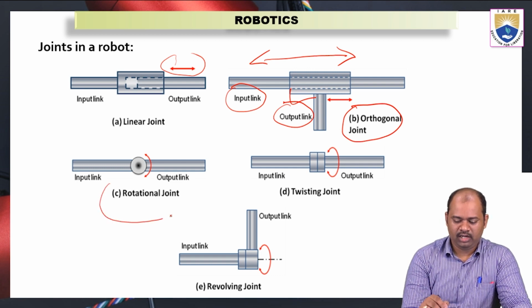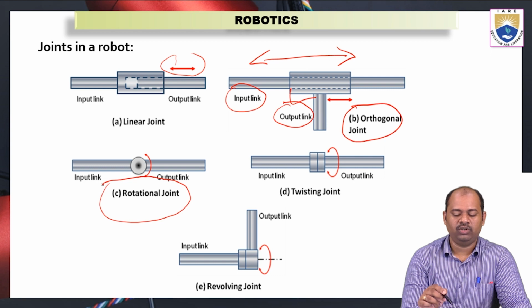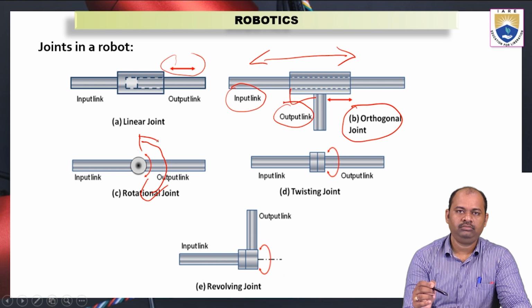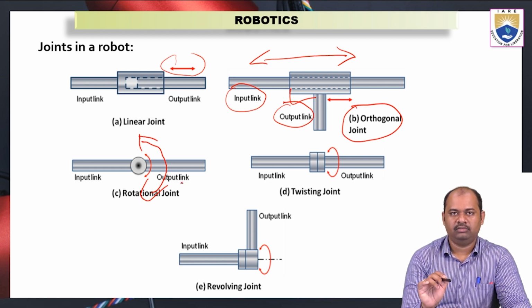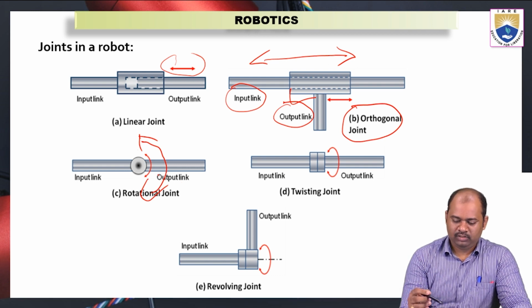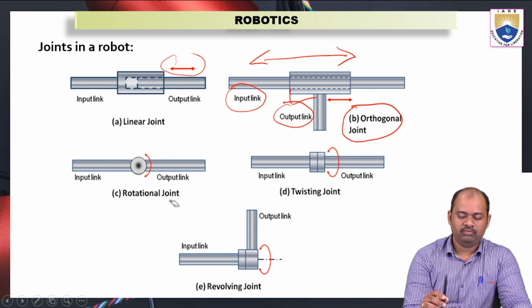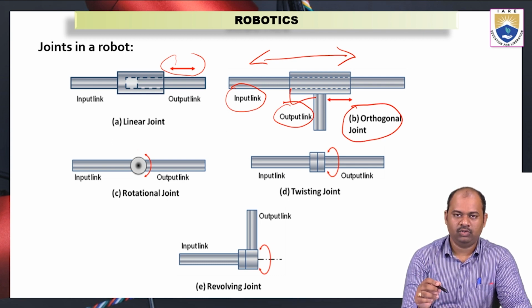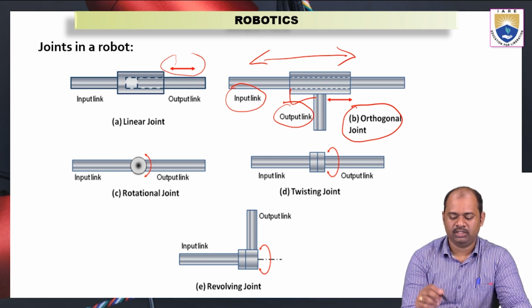Now we have a third kind of joint, the rotational joint, where we have an input link, and on it an output link is connected, and it can rotate about a plane perpendicular to the input link. So here rotation is possible. The output link can rotate. For creating the rotational motion, we use an actuator like an electric motor or a stepper motor.